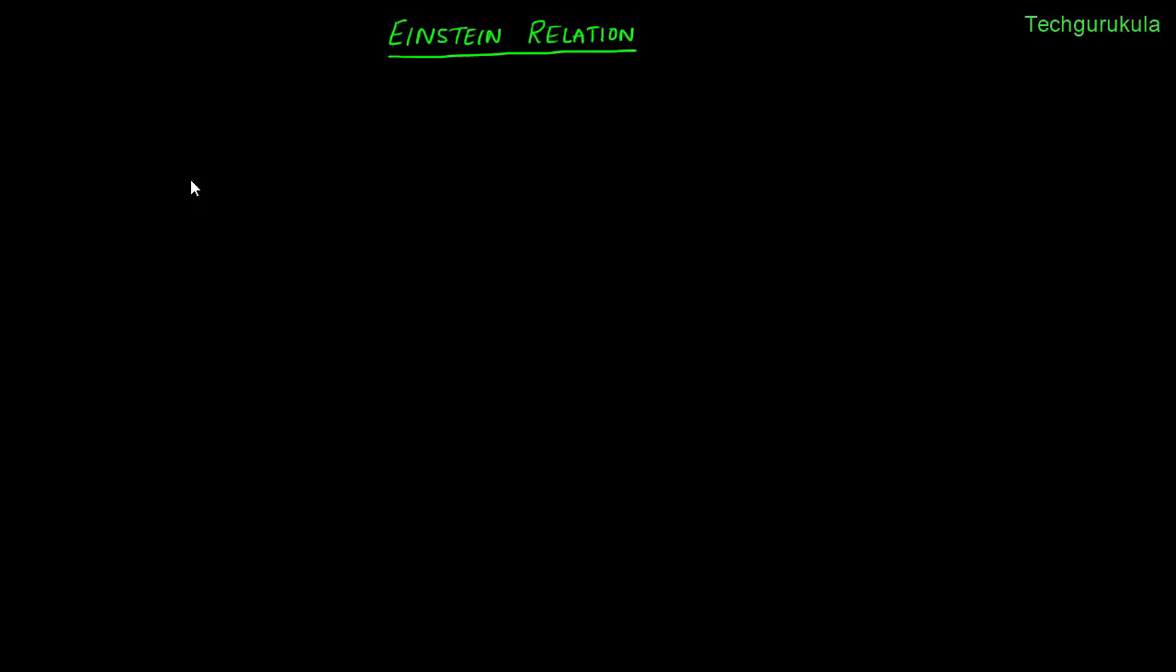In this video, we're going to see the Einstein relation in semiconductors. The Einstein relation is between the diffusion coefficient and mobility. We have the diffusion coefficient and mobility for electrons, and the diffusion coefficient and mobility for holes. The Einstein relationship talks about the relationship between Dn and μn, and Dp and μp.